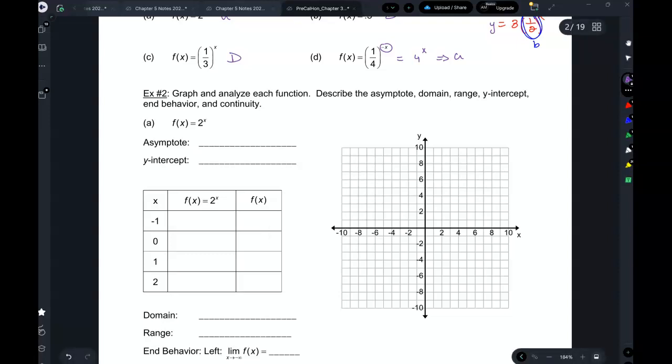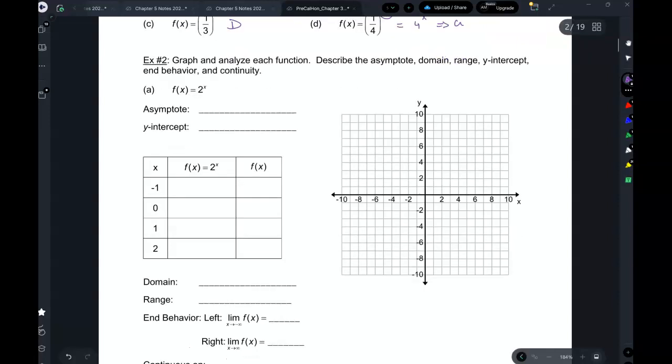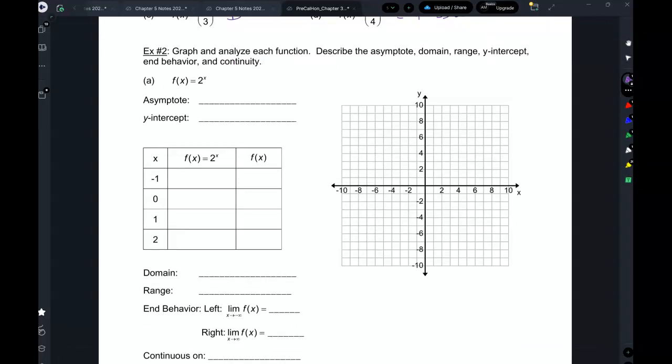So to graph, first we have to figure out what the asymptote is. In the default case, when there is no vertical shift, the asymptote is always y equals 0. The y-intercept is f of 0, which is 2 to the 0, which is 1. So (0, 1). And then to graph, I quickly just mentally plug in a couple of values.